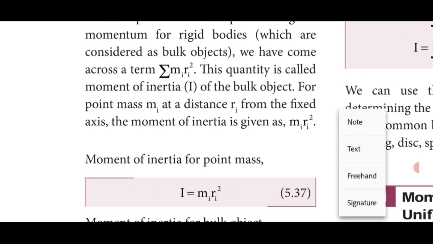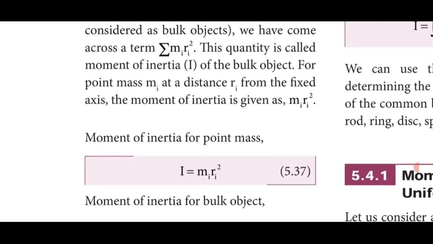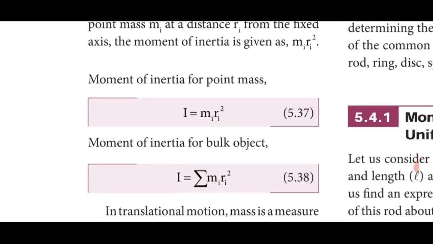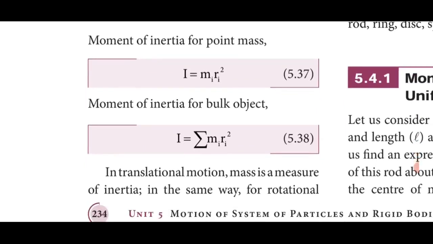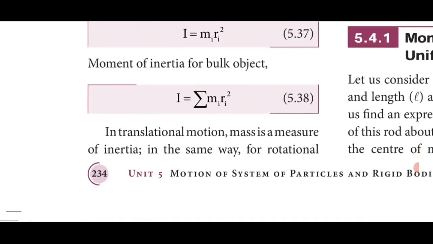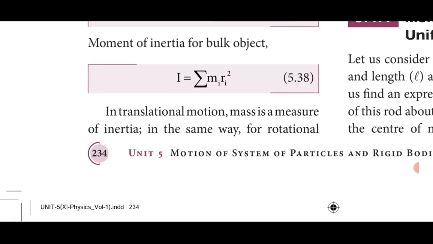For a point mass Mi at a distance of Ri from a fixed axis, the moment of inertia is given as Mi Ri square. So the moment of inertia for the point mass, we know that I is equal to Mi Ri square. Considered for a bulk object, the moment of inertia is I is equal to summation of Mi Ri square.